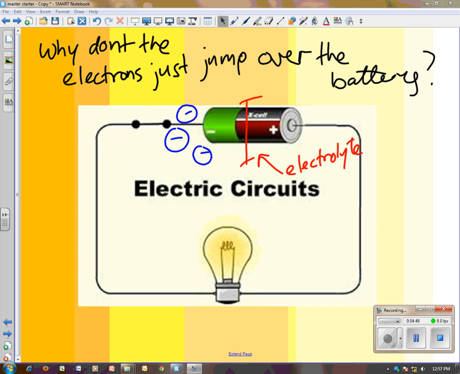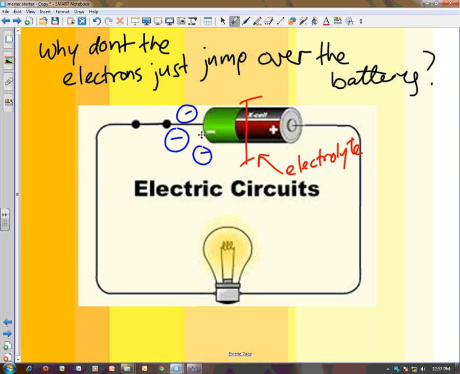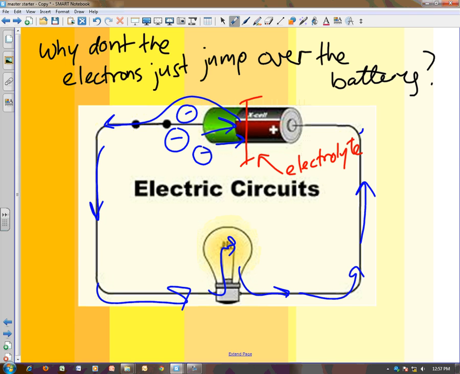Look, they might try to get over there, believe me, they want to, but they can't get past the electrolyte, okay? It won't conduct them. But the wire will conduct them. They'll just go the long way around, lighting up the light bulb as they go through it, and they'll come to meet their best of friends, the protons, that they love so much they are very attracted to. Alright guys, that's an electric circuit, and that's how it basically works. Any questions?